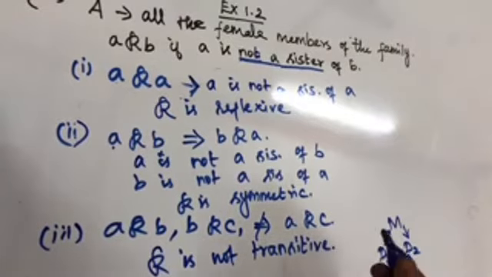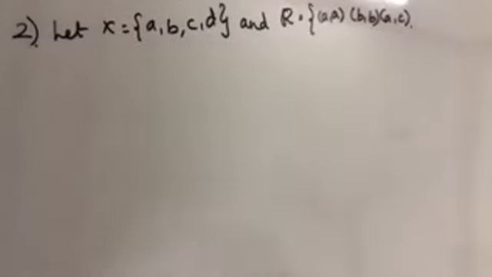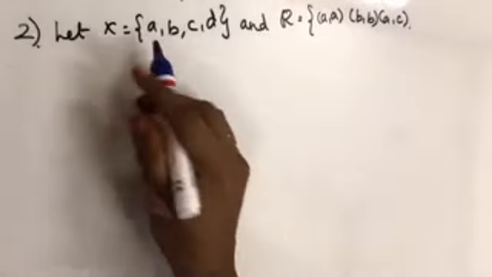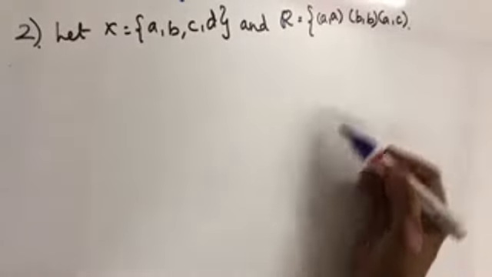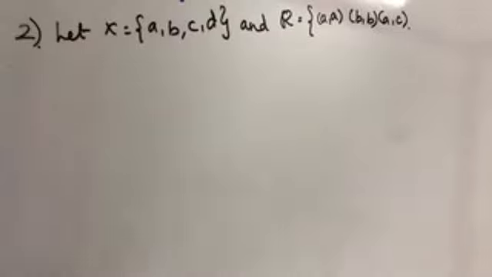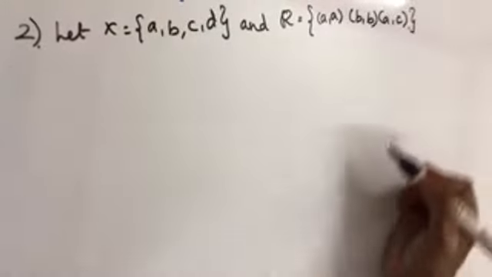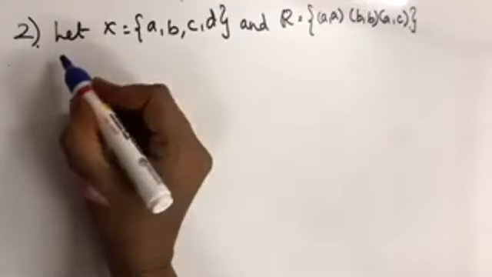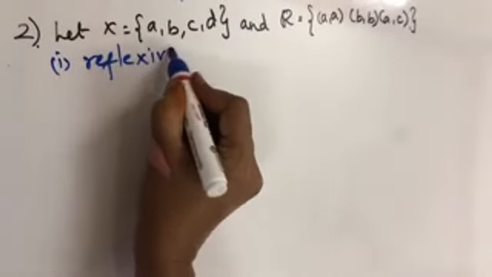So, it is not an equivalence relation. Second question. Let X be the set of all A, B, C, D and R be the set of ordered pairs (A, A), (B, B) and (A, C). Write down the minimum number of ordered pairs to be included in R to make it reflexive. To make it reflexive, what are all the pairs to be added?